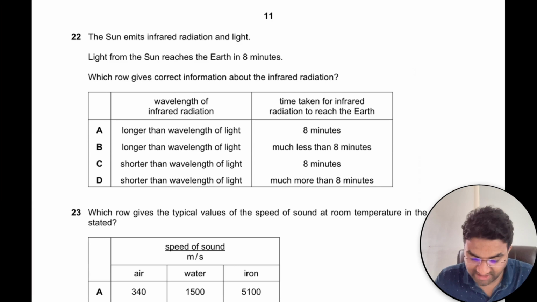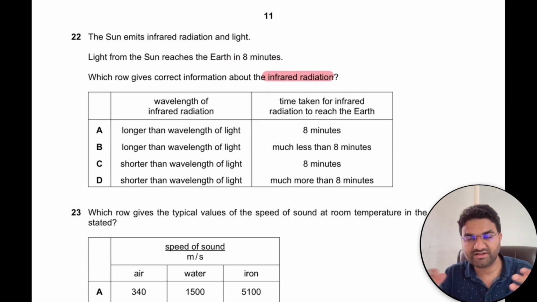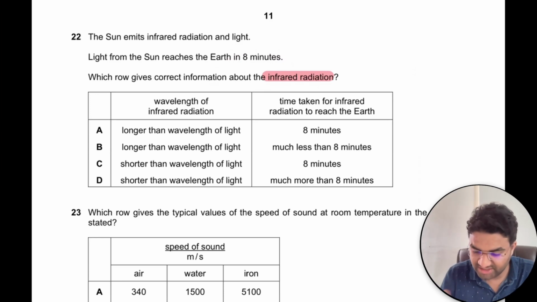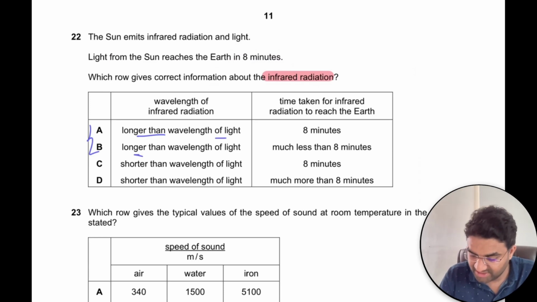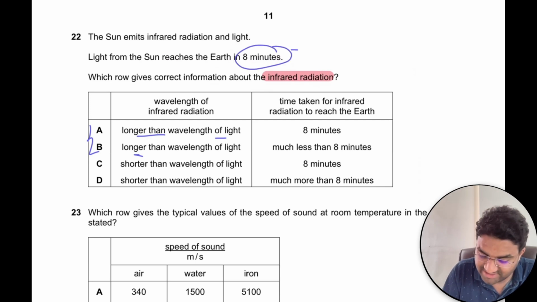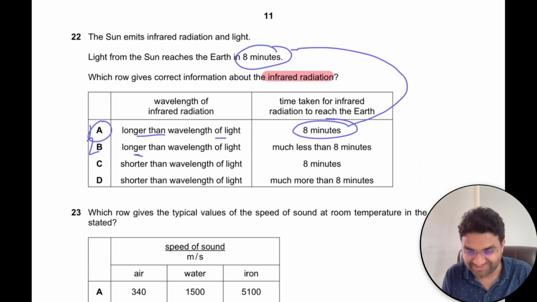Next one: the sun emits infrared radiation. The light from the sun reaches the earth in 8 minutes. Which row gives the correct information about the infrared radiation? In the electromagnetic spectrum, infrared radiation has a longer wavelength. We have two options of longer than the wavelength of light, and the time taken for the infrared radiation to reach the earth. Here they have already answered this question, so the answer is A, isn't it? Half of the answer is given in the question itself.